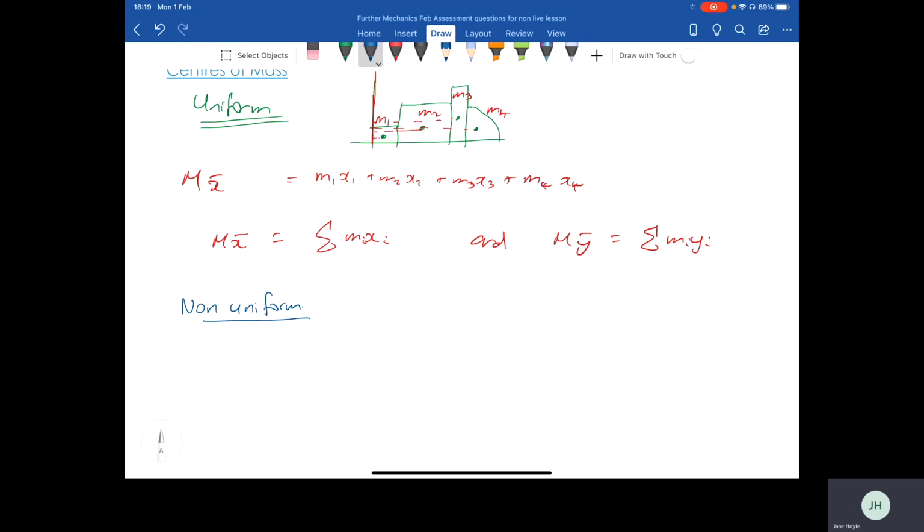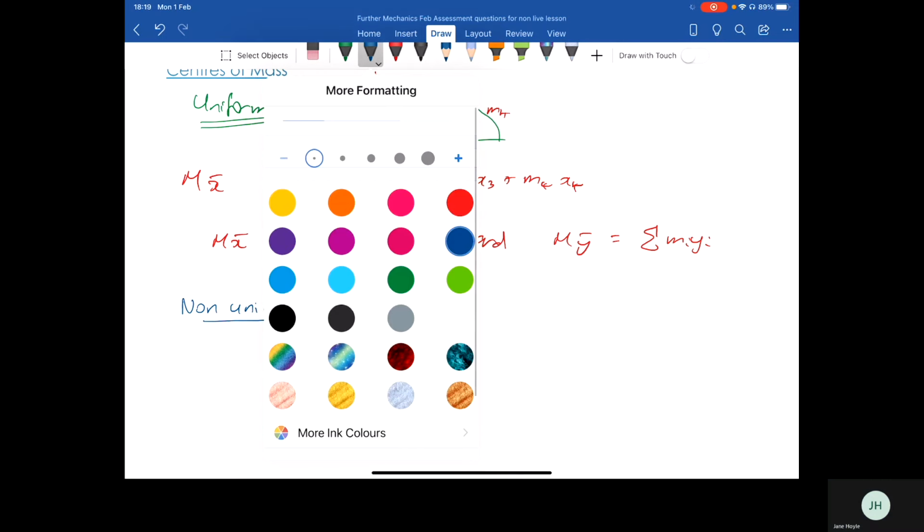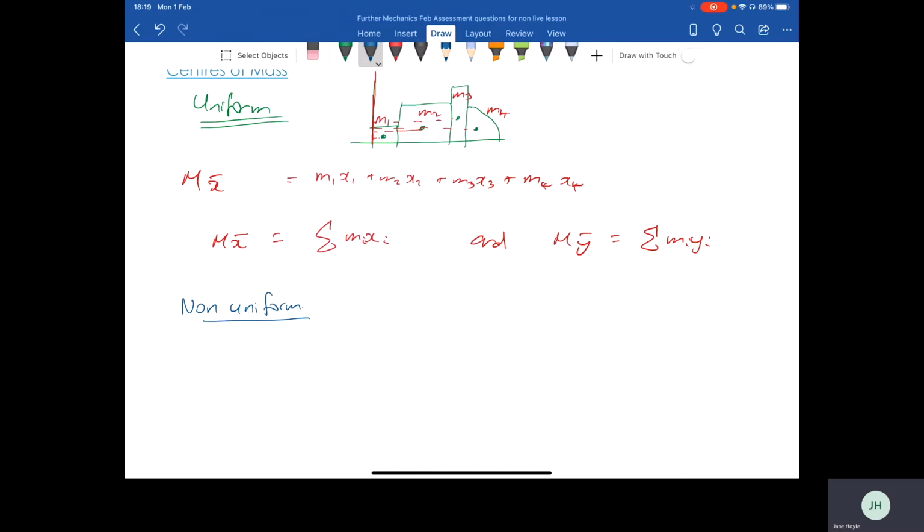When it comes to finding the centres of mass of non-uniform shapes, I'll just draw something that looks like something we might integrate.